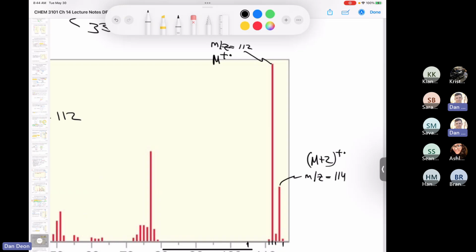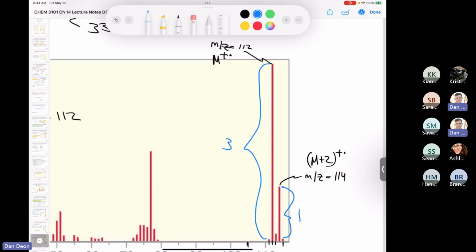Now let's look at the relative heights. If we give this a height of about 3, then that would make the height of this about 1. That means if you look at a mass spectrum on the far right and you see two peaks that are two mass units apart from each other, with a relative peak height of 3 to 1, you're going to have chlorine in your molecule.